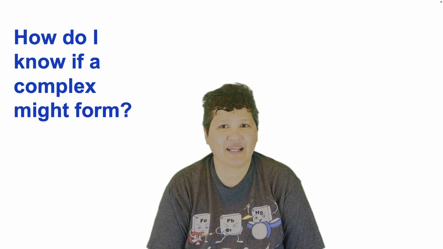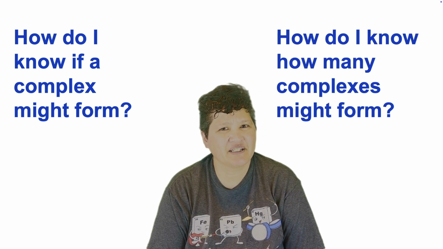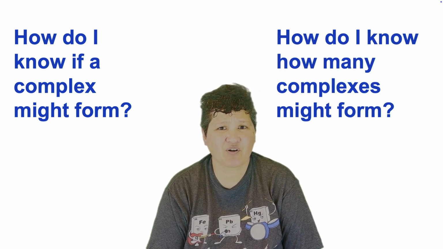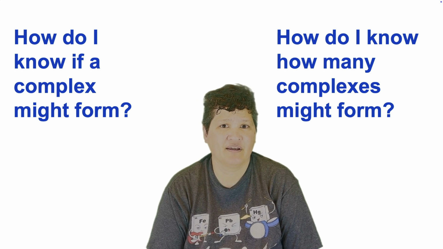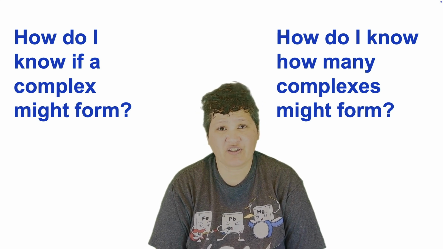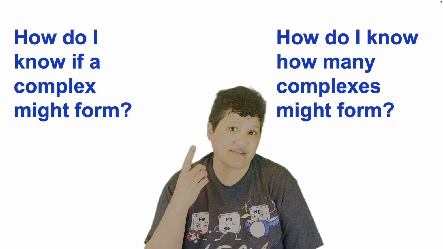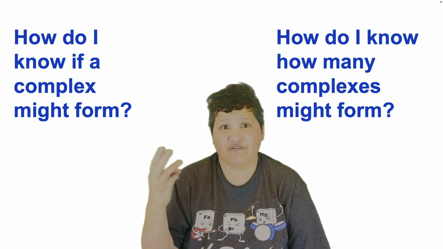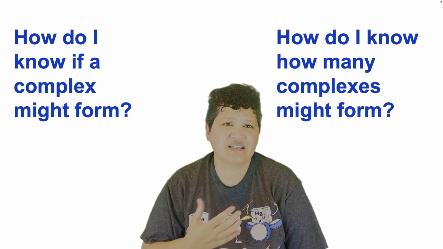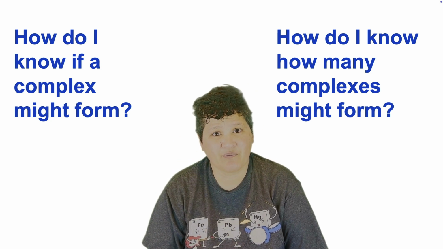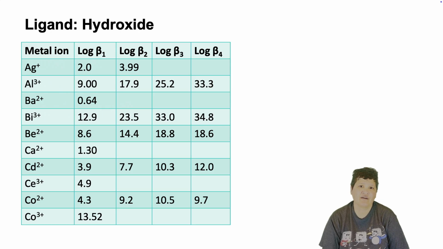The other question you might ask is, if a metal and a ligand do react, how many possible complexes might form? That is also a difficult question to answer from a theoretical point of view. It depends on the size of the ligand, the size of the metal atom, and a few other things. Again, it's easiest to answer this by looking at a table of complex formation constants.